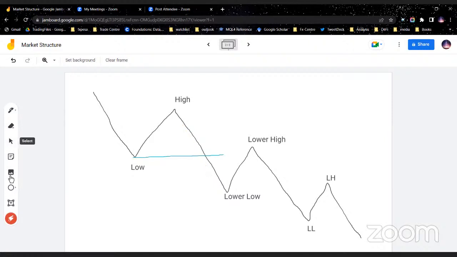And then we had this other low over here and this other low over here.